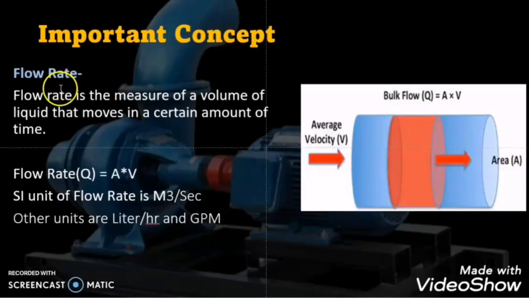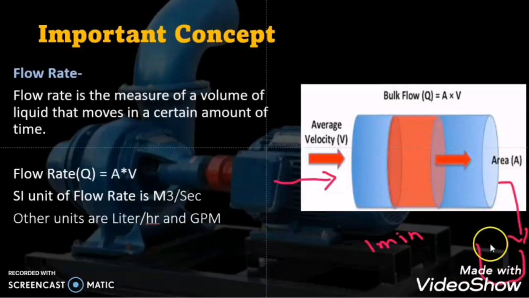The first term which I will use throughout this video is flow rate. So what is flow rate? Flow rate is a measurement of the volume of liquid that moves in a certain amount of time. What does it mean? Suppose I have a pipe and water flows in from this side and we are getting water from this side. In 1 minute, how many liters of water I am getting, that is called the flow rate. It means how much water I am getting in a certain interval of time is the flow rate.